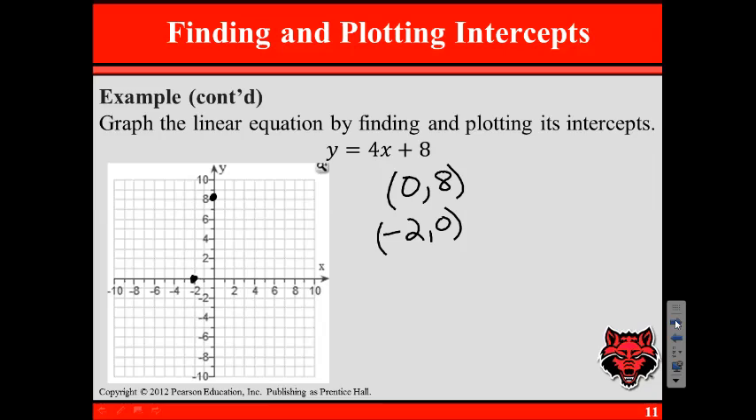If you don't like that method, you can always use the method where you start at the origin, count so many units left, right, up, down, and place your point. Now that we have both points plotted, we draw a line that goes through each of those points with arrows at the end. And this is the line that represents the equation y equals 4x plus 8.